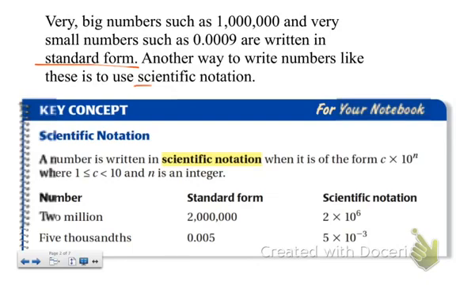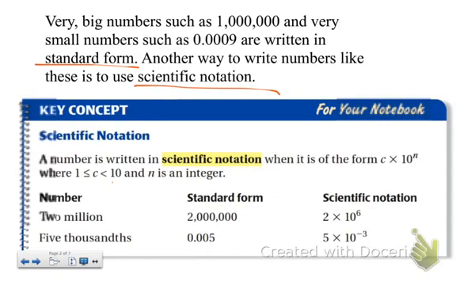But another way to write them is to use scientific notation. So it's kind of a way to more easily deal with numbers that are very large or very small, so that then when we go to multiply, divide, add, and subtract, it makes it a little easier. So a number written in scientific notation is of the form c times 10 to the n, where c is between 1 and 10, and n is an integer.